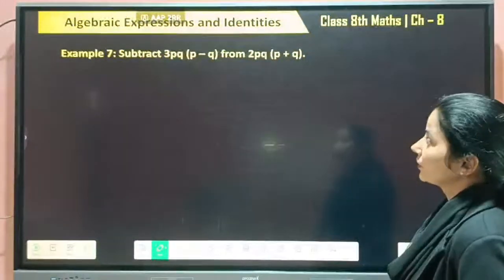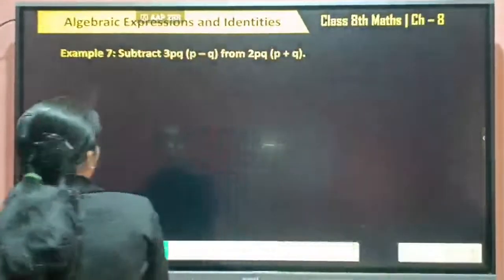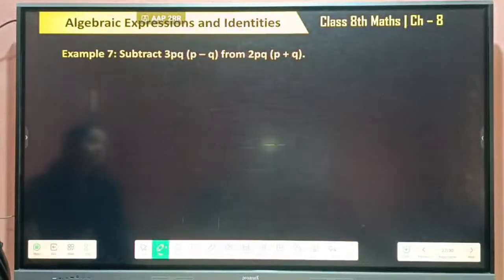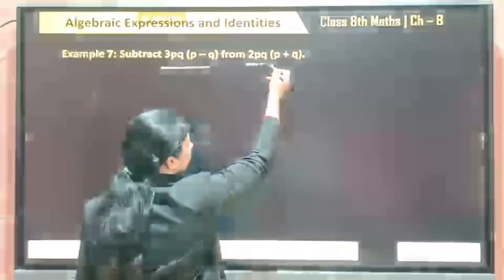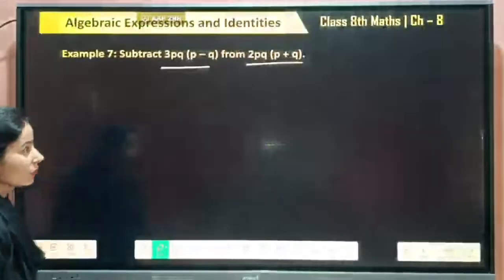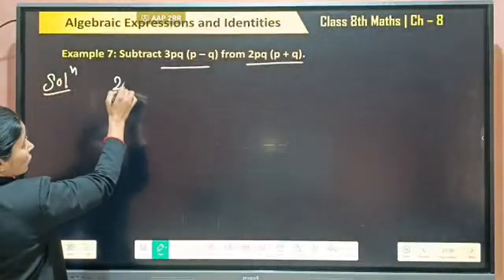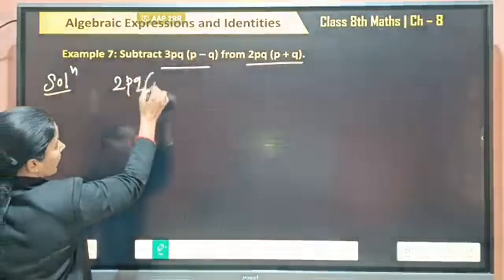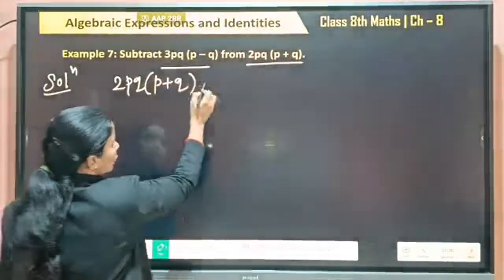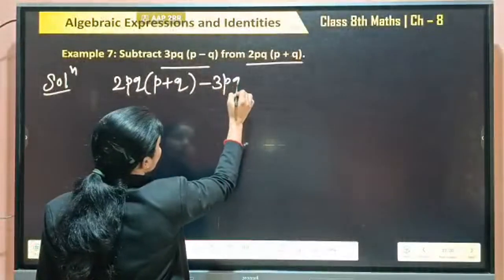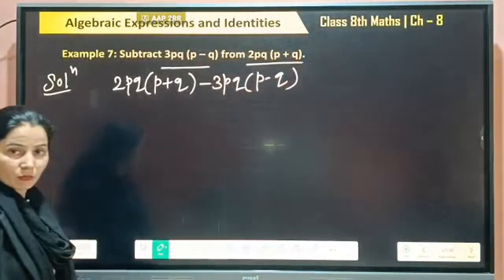Next, example number 7. Subtract 3pq into p minus q from this expression. We have to subtract this expression from this expression. So, the solution starts from here. This is 2pq into p plus q. From this expression, I have to subtract 3pq into p minus q. This one expression I have to subtract.